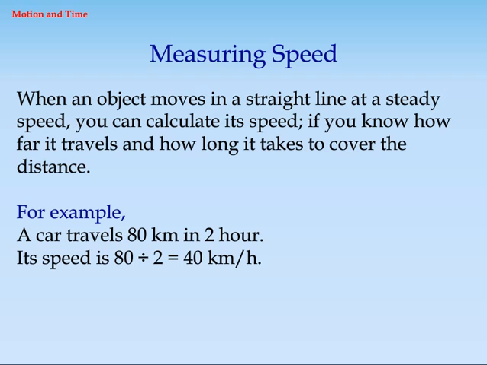Measuring speed. When an object moves in a straight line at a steady speed, you can calculate its speed if you know how far it travels and how long it takes to cover the distance. For example, a car travels 80 km in 2 hours. Its speed is 80 divided by 2 equals 40 km per hour.